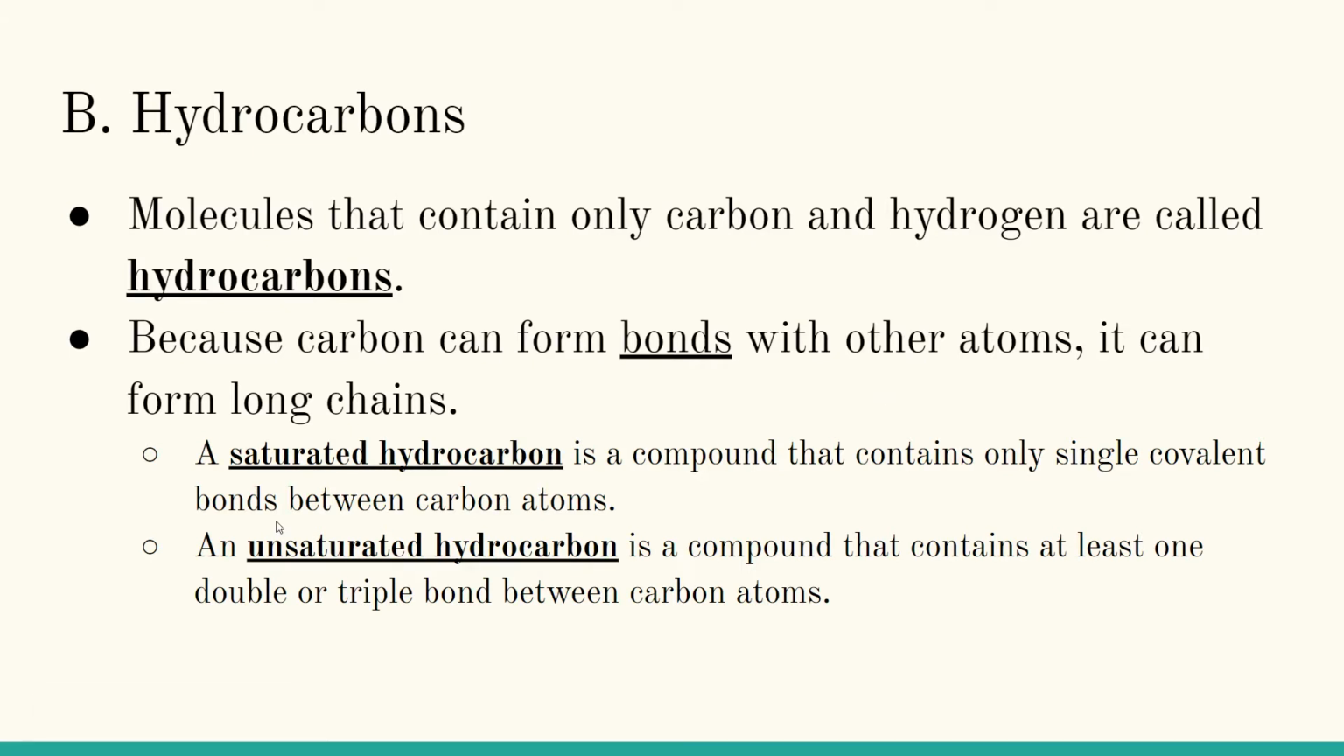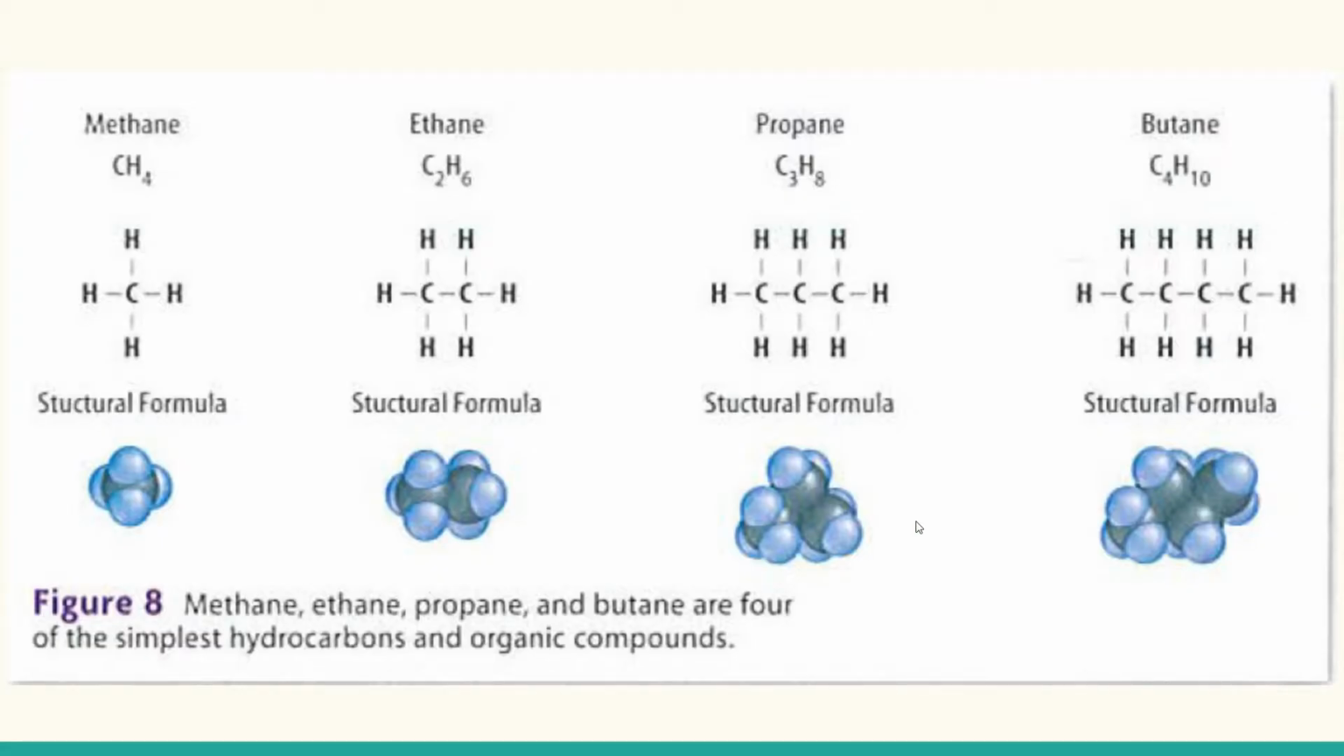Unsaturated fats are hydrocarbons that have at least one double or triple bond between them. So here are 4 really common hydrocarbon compounds. In fact, they're the 4 smallest ones you can have. We got methane, once again, coming out of your farts. CH4, so there's 1 carbon, 4 hydrogens.